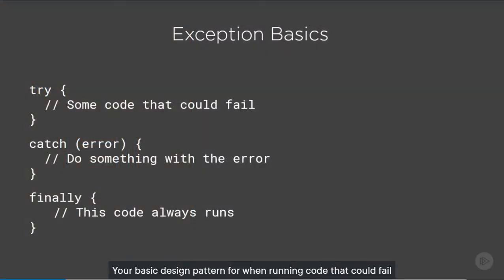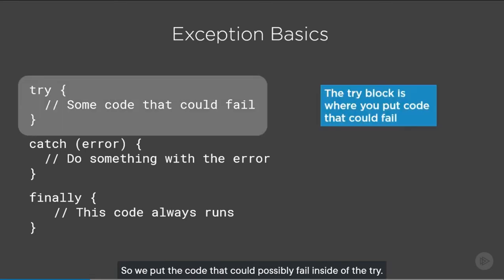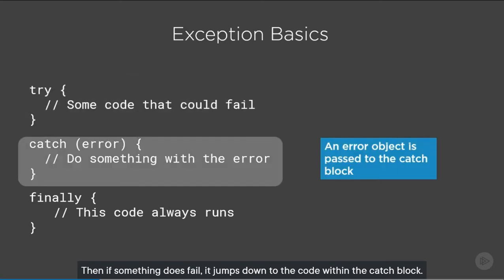Your basic design pattern for when running code that could fail is to wrap it inside of a try-catch block. So we put the code that could possibly fail inside of the try. Then, if something does fail, it jumps down to the code within the catch block. So an error object is created and it's passed to the catch block.